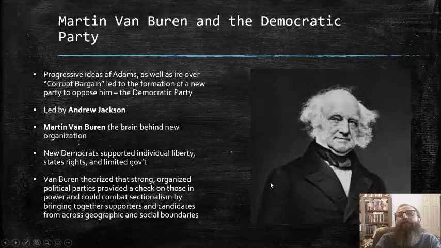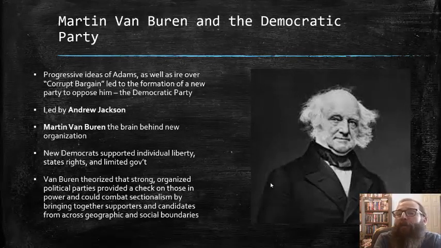The more progressive ideas of John Quincy Adams, as well as ire over that corrupt bargain between Adams and Clay in the election of 1824, led to the formation of a new party to oppose him and his supporters, the Democratic Party. Now, the face of this new Democratic Party was Andrew Jackson, who was still pretty bent out of shape after having lost the election of 1824 to that corrupt bargain in the House of Representatives.